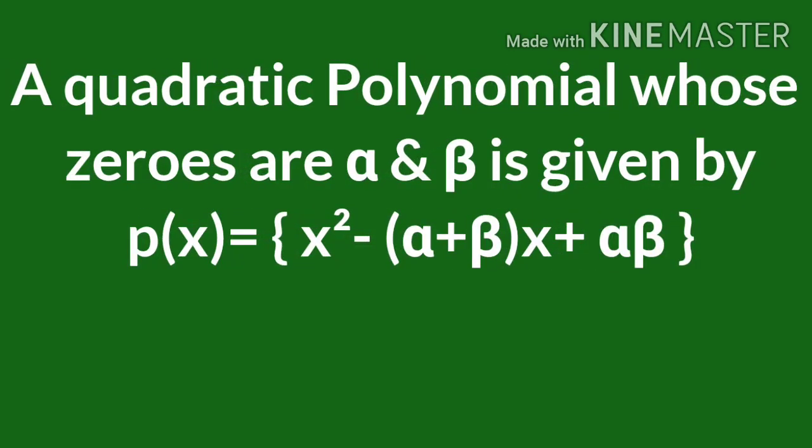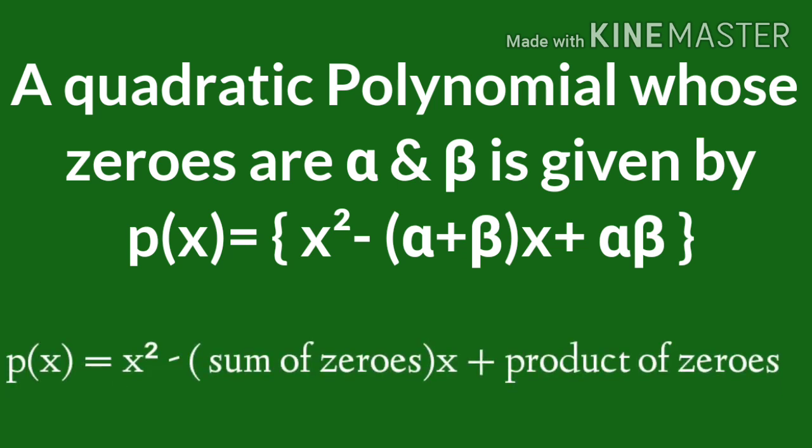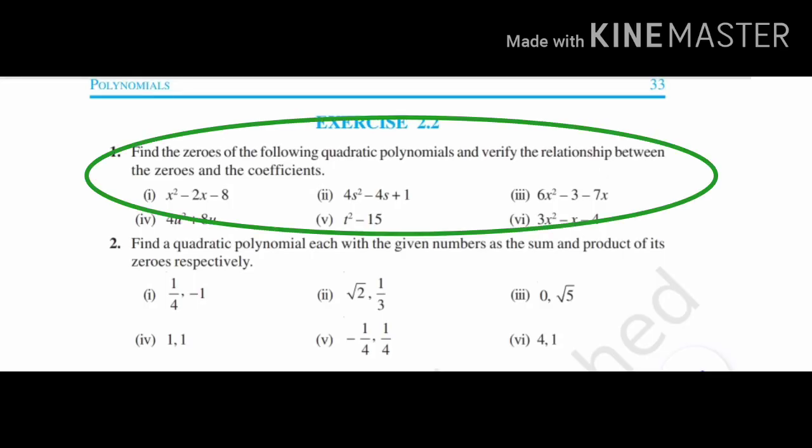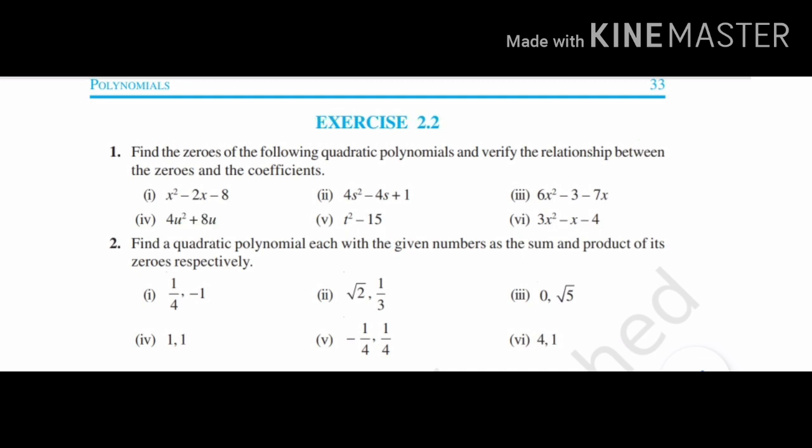If alpha and beta are the zeros of a quadratic polynomial, then it can be expressed as p(x) equal to x square minus (alpha plus beta), that is sum of zeros, into x plus alpha beta, that is the product of zeros. Now we can solve the questions of exercise 2.2 of our NCERT book. Question number 1. Find the zeros of the following quadratic polynomials and verify the relationship between the zeros and the coefficients. Let us try to solve the first question.